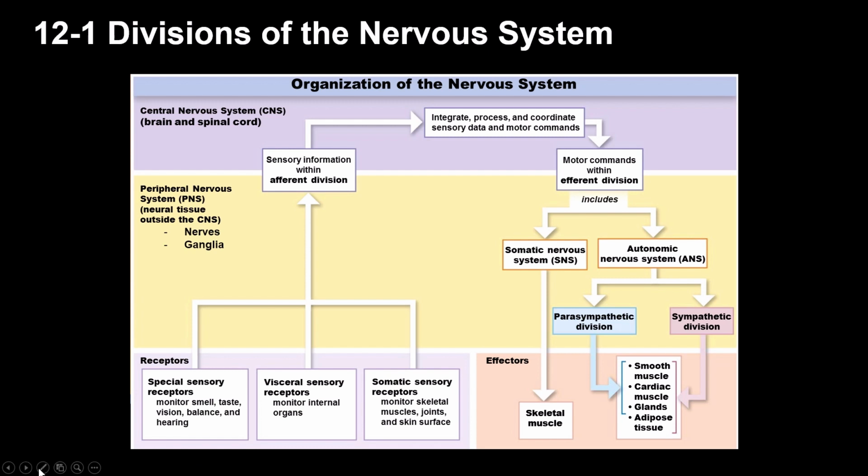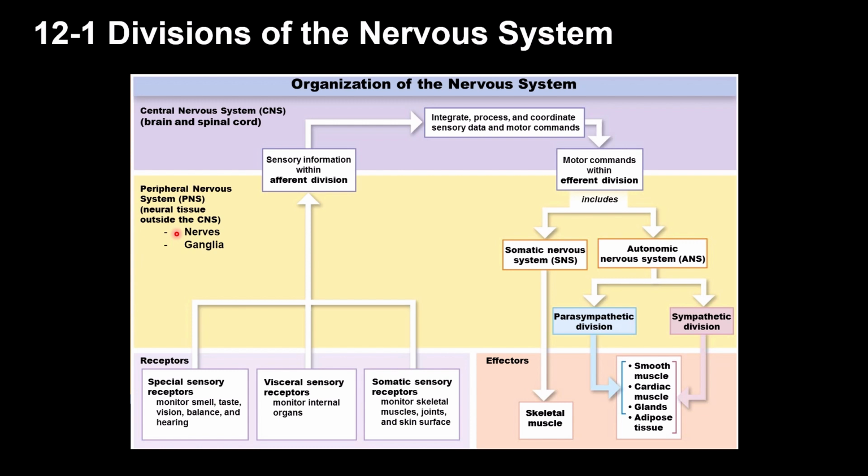Okay, so this slide is showing the general organization of the nervous system. The nervous system is divided into two parts. The first part is the central nervous system, which is made of the brain and the spinal cord. The second part is the peripheral nervous system, which is outside of the central nervous system. The peripheral nervous system is made of the nerves.